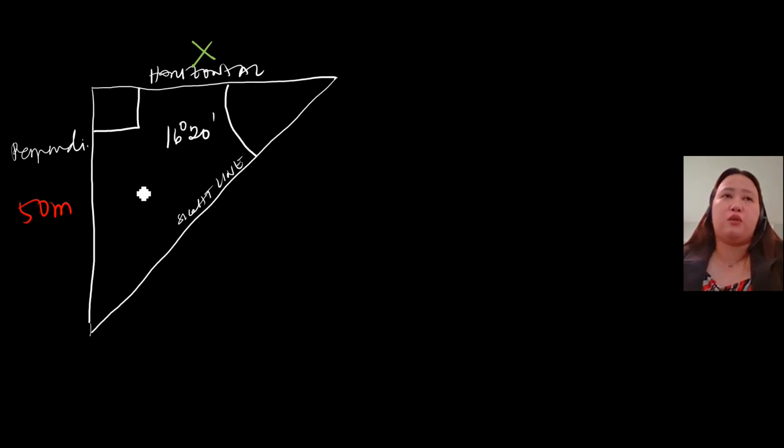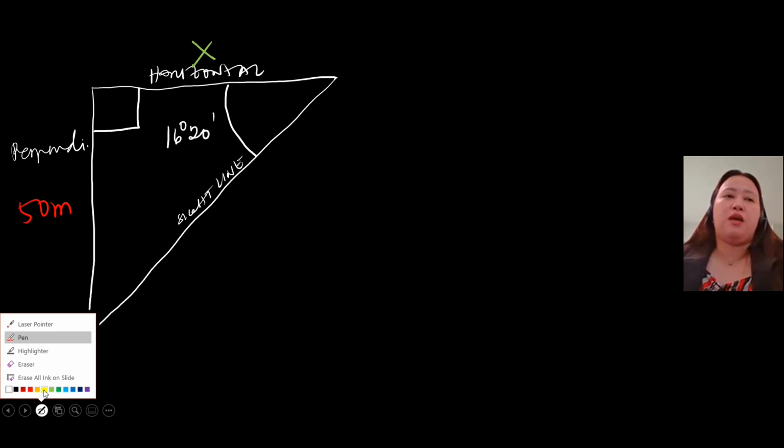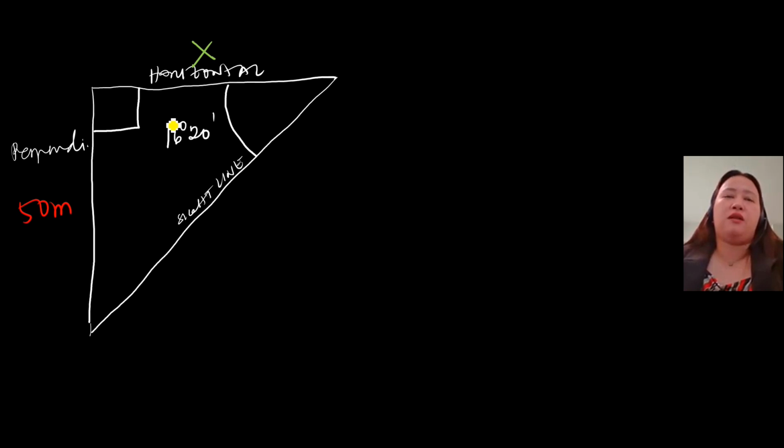The next thing that you need to do is label which one is the opposite, the adjacent, and then the hypotenuse. In our right triangle here, since we have the angle 16 degrees and 20 minutes, the side that is opposite it is the 50. So this is our opposite. And then the side that is beside the 16 degrees and 20 minutes is the x. So this is our adjacent. And then the lighthouse is the hypotenuse.